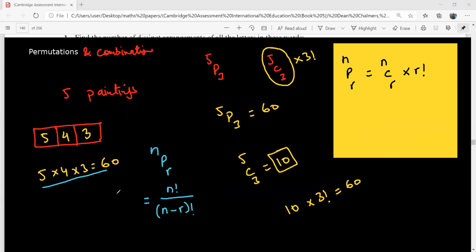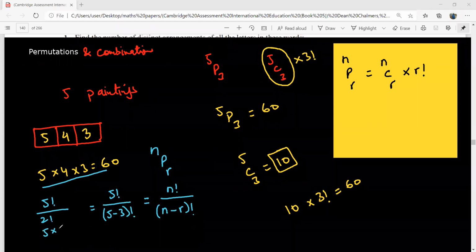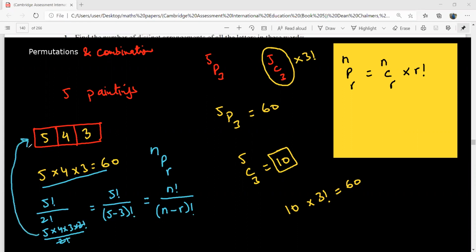So this would be 5 factorial over (5 minus 3) factorial. Okay, this is 5 minus 3 factorial, so it is 5 factorial over 2 factorial. If you simplify this, it's going to be 5 into 4 into 3 into 2 factorial over this 2 factorial. So what are you left with? You have the same thing left as you had over here, that you found without using any formula. That was 5 into 4 into 3.